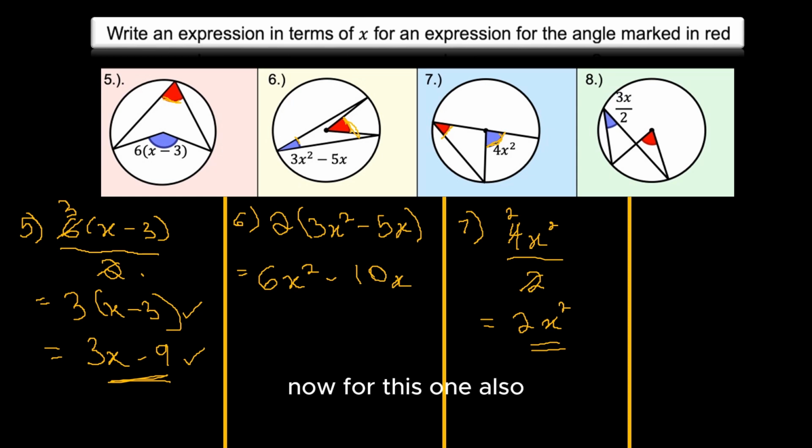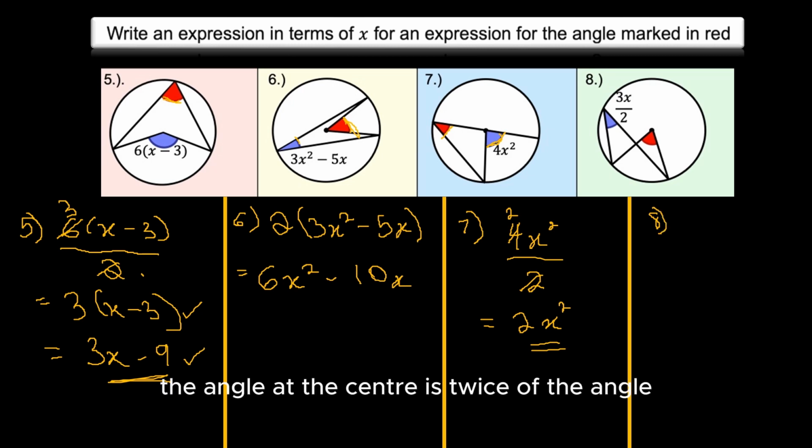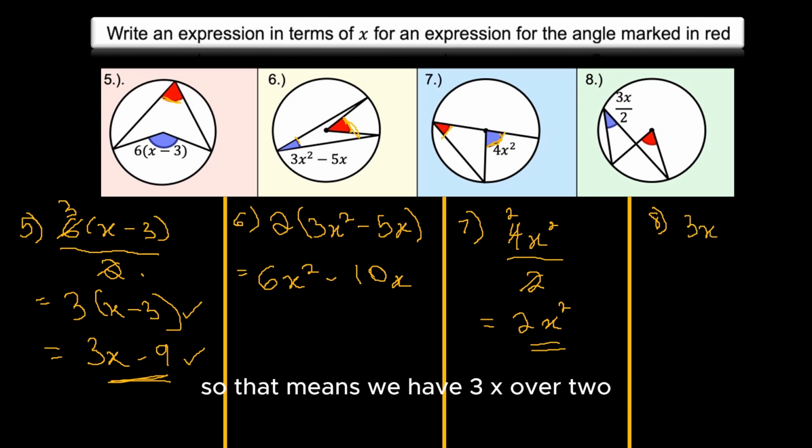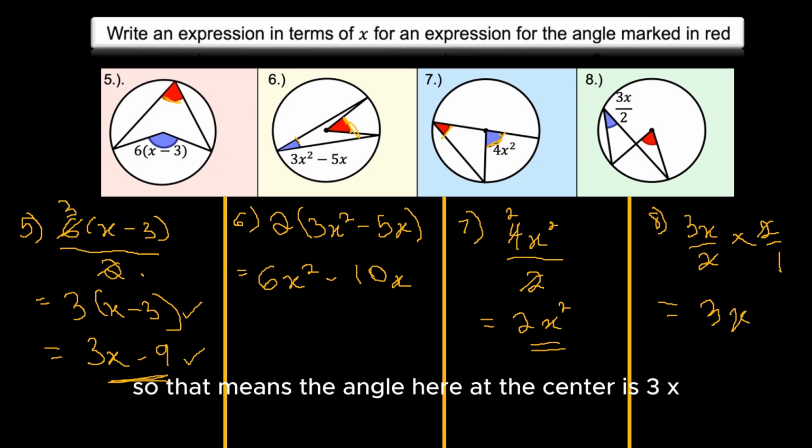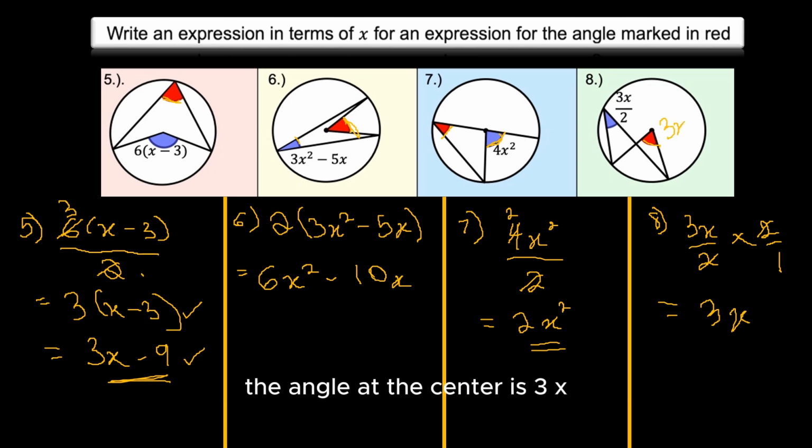Now for this one also, here is at the circumference while here is at the center. So for us to get the one at the center, don't forget we are multiplying by 2. The angle at the center is twice of the angle at the circumference. So that means we have 3x over 2. So we are multiplying it by 2 over 1. So this will cancel this. Then we have 3x. So that means the angle here at the center is 3x.